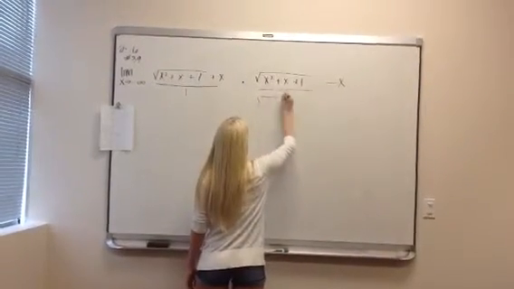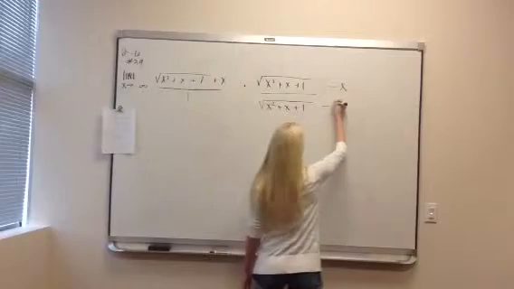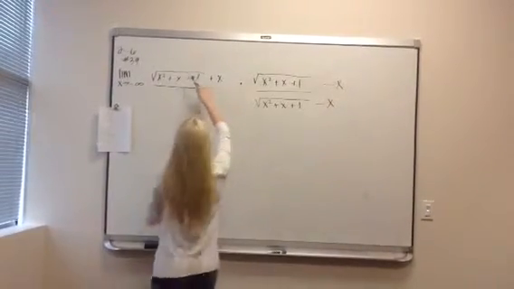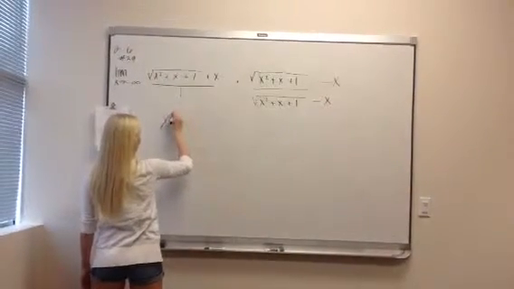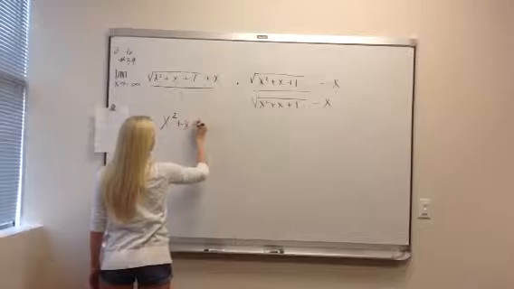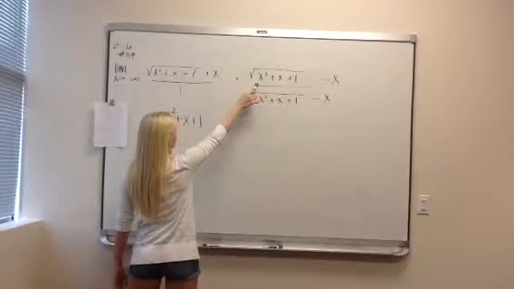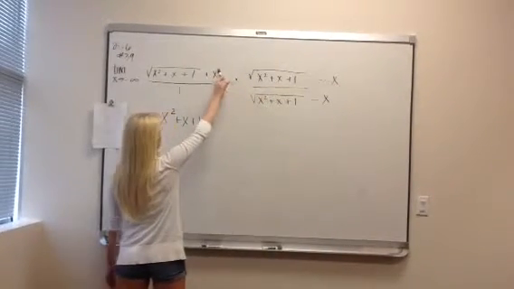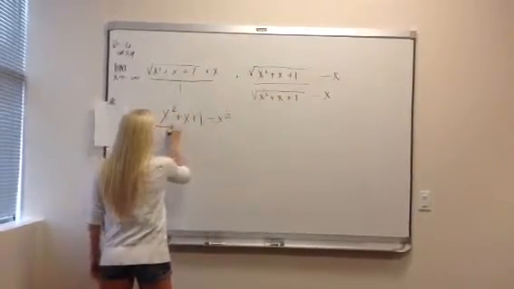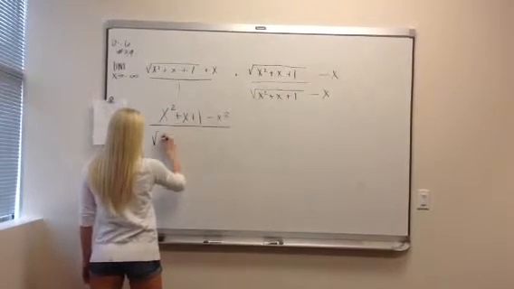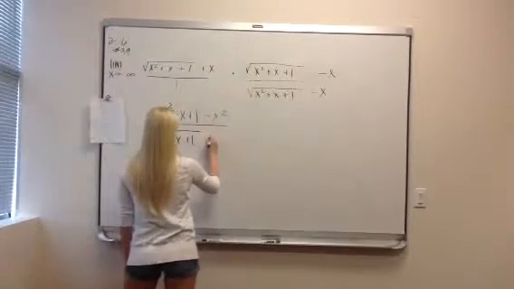And x squared plus x plus 1 minus x. So when you are factoring these out, radical times the radical is going to get you everything under the radical. So x squared plus x plus 1. The radical times the negative and the radical times the positive are going to cancel each other out. So all you're left with is negative x squared, and then over this radical again, x squared plus x plus 1 minus x.